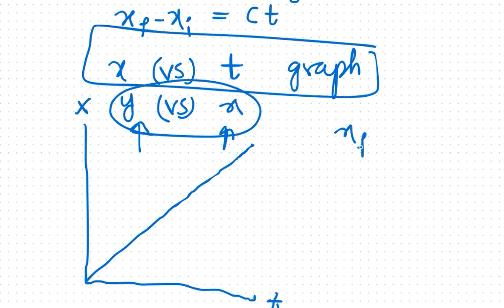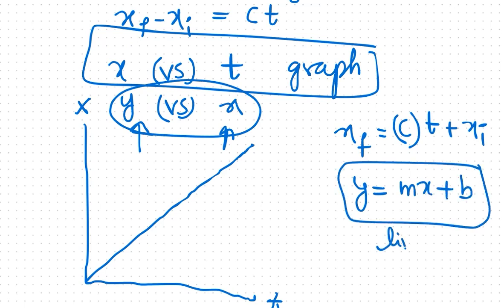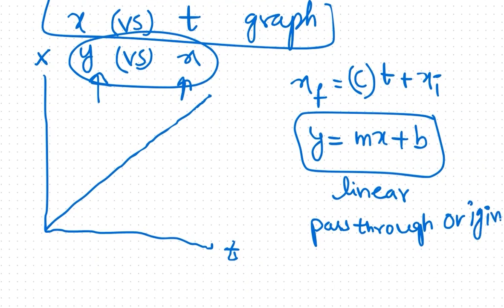So it's like xf is equal to something into t plus xi. So y is equal to mx plus b, a straight line, a linear relation. But notice this is not actually passing through the origin. Passing through the origin means the y-intercept will be how much? 0. So b should be 0. But here we have what? How much is the y-intercept?